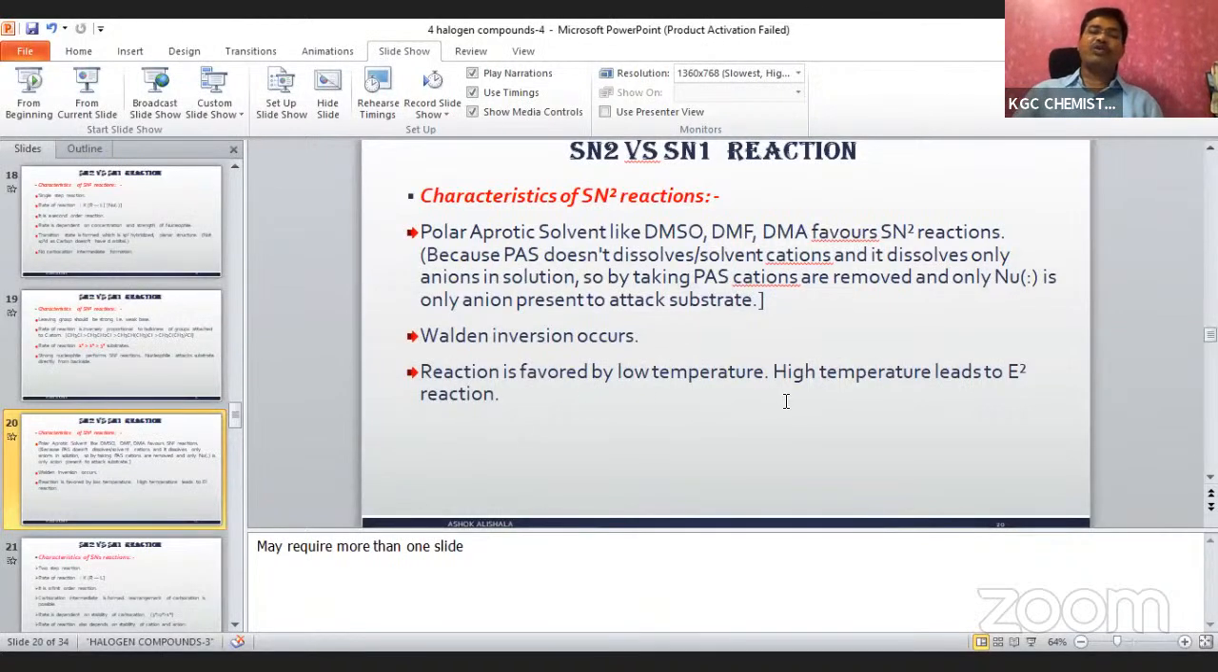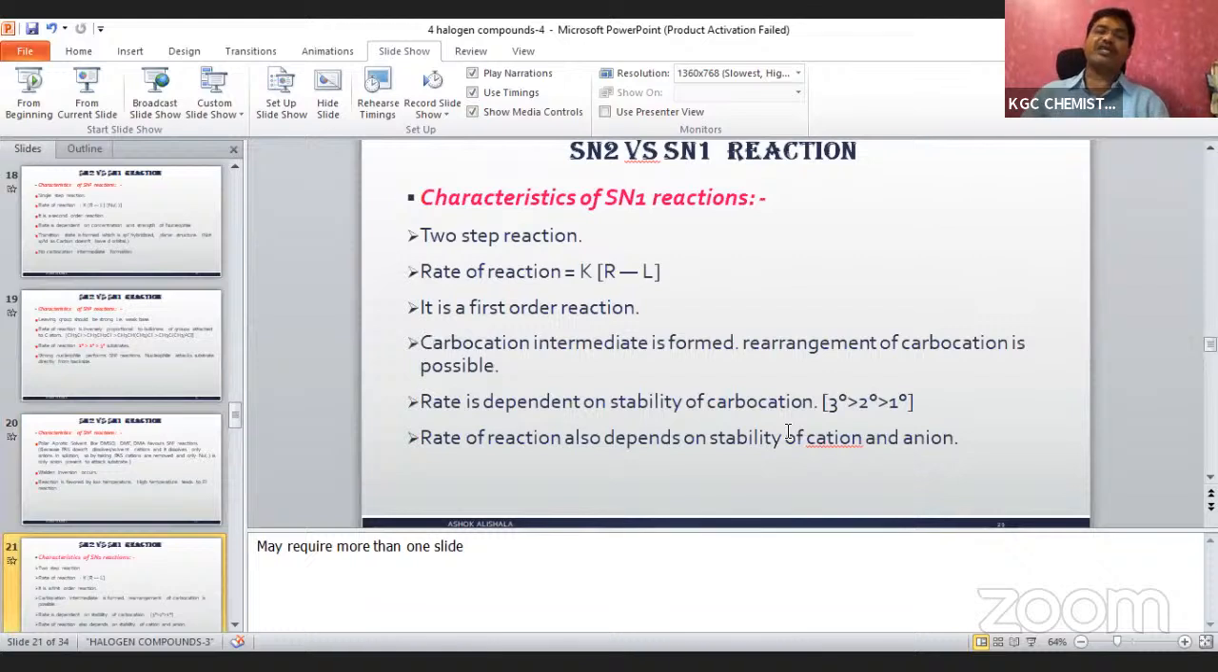The reaction is favored by low temperature, and high temperature leads to the E2 reaction. E2 means bimolecular elimination reaction. That's why low temperature favors the SN2 reaction.